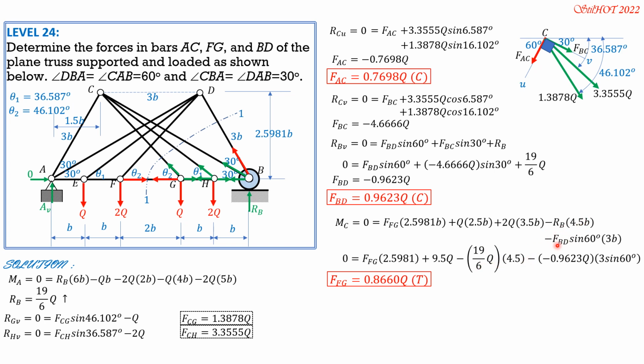Then minus FBD, which is negative 0.9623Q because it is compression, times moment arm 3 sine 60 after we cancel out B. So from there, we can now solve FFG in terms of Q. So FFG is 0.8660 of Q. Because it is positive, it is tension. So that's it for this problem.